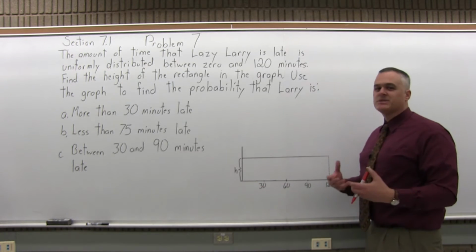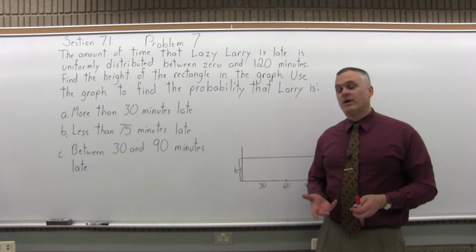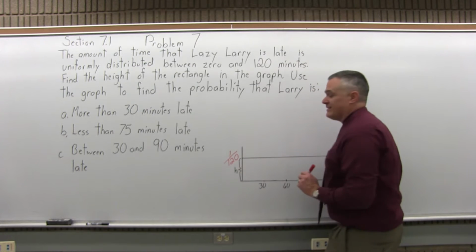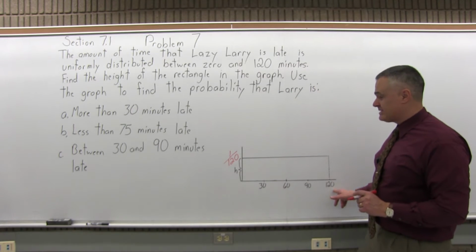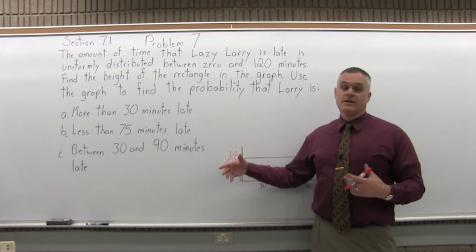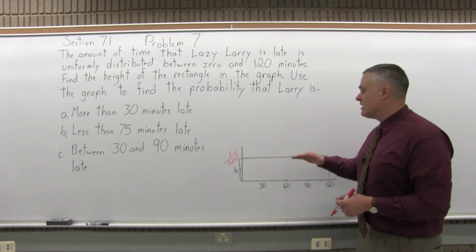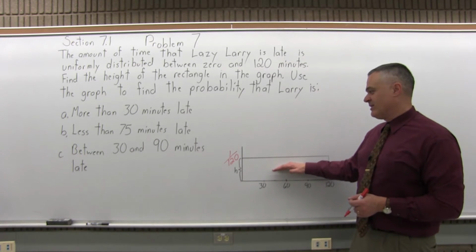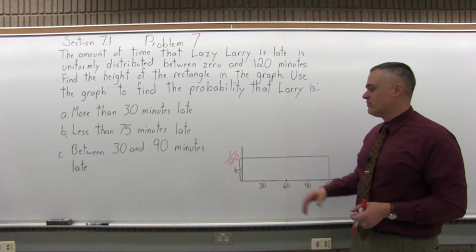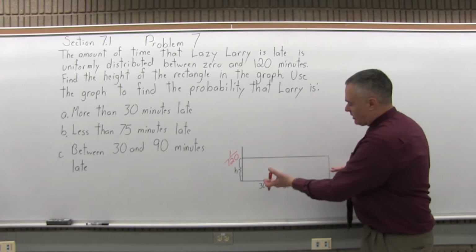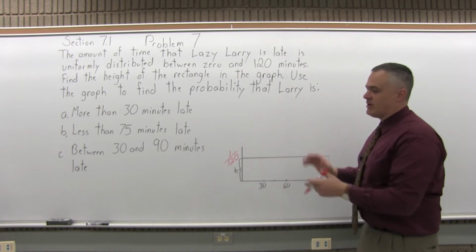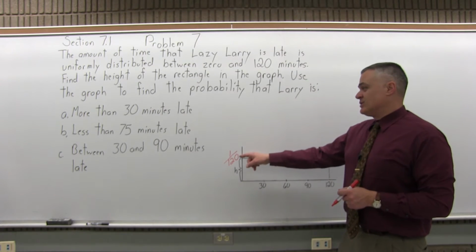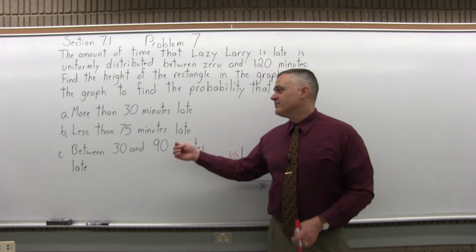So 120 times some number multiplies out to be 1. Well, it has to be 1 over 120. That'll multiply to 1. 120 base times 1 over 120 height gives you a total area of 1. So every uniformly distributed problem has a rectangle for a graph, and every rectangle has to have a total area of 1 for uniform probability. Whether it's low and long or narrow and high, they all have to multiply out to be 1. So now that we have the height is 1 over 120, let's do A, B, C.